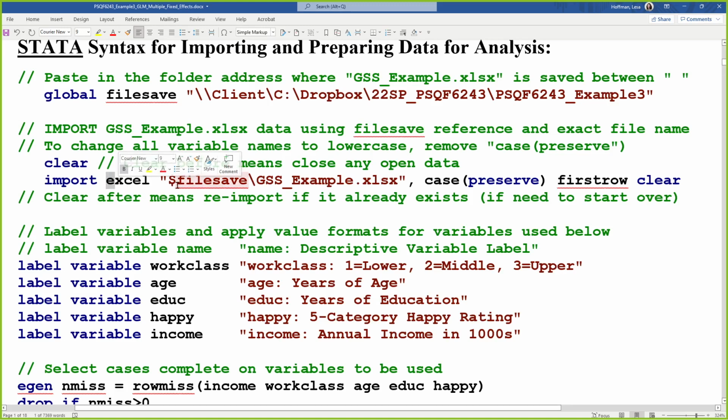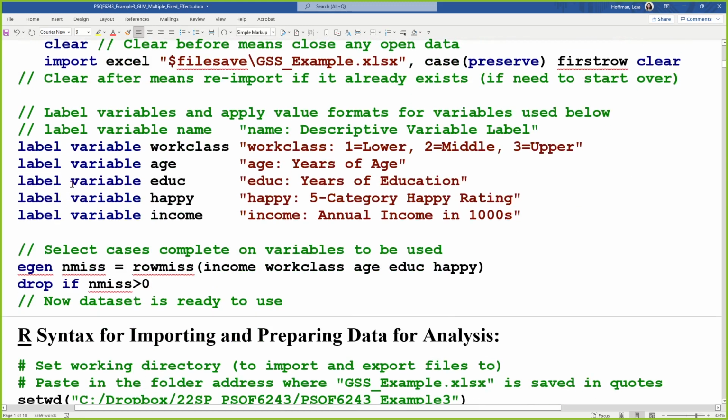So import Excel then is going to make use of that abbreviation right here. So the $ and then file save ties it to look in this spot for the Excel file to be imported. If you set a working directory, you wouldn't need to have this front part because there's only one working directory indicated by Stata. Case means if it's capital or lowercase, leave it as it is. First row means import the data names, and clear means if I've already done this, go ahead and write over it. And then here are the variable labels that go with those things as well.